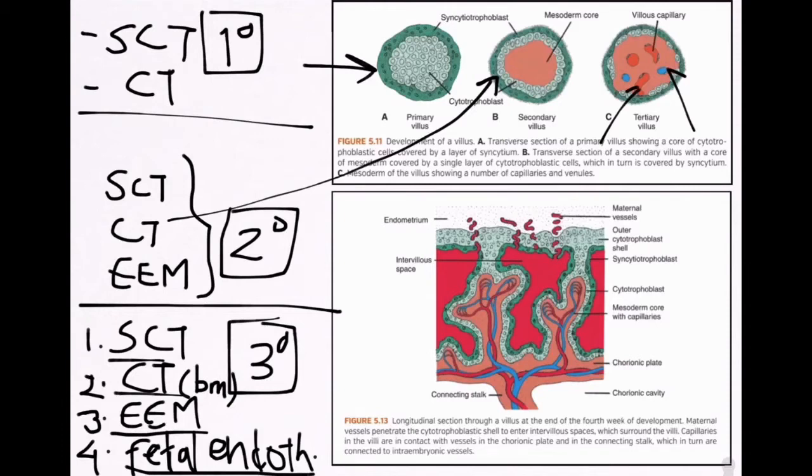So the early placental barrier is formed from outside within, or from the maternal to the fetal side, by the syncytiotrophoblast, the cytotrophoblast, then the basement membrane of the cytotrophoblast, then the extraembryonic mesoderm, then the basement membrane of the fetal endothelium, then the fetal endothelial cell itself, and then the fetal blood. Okay, so that's kind of what they've shown over here.